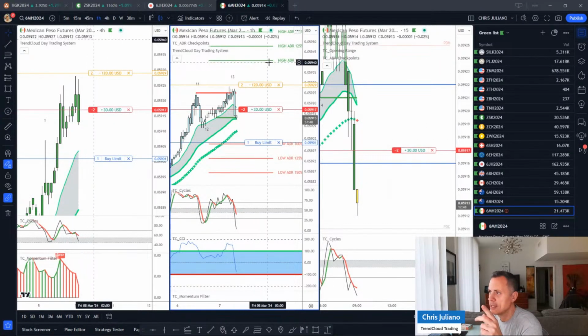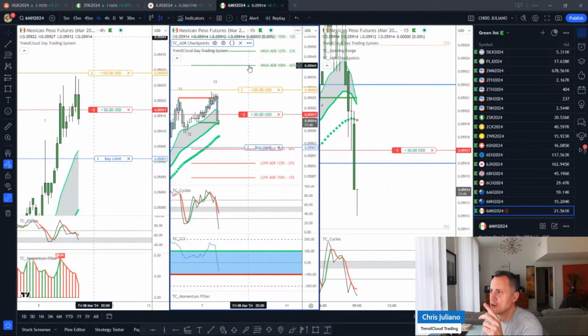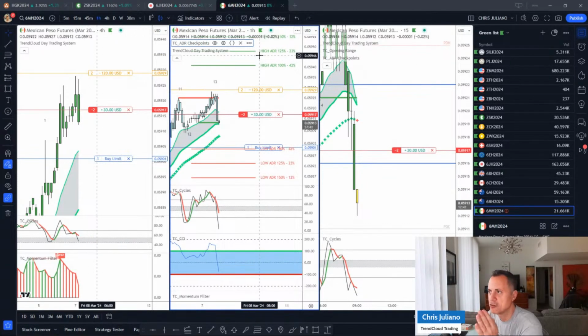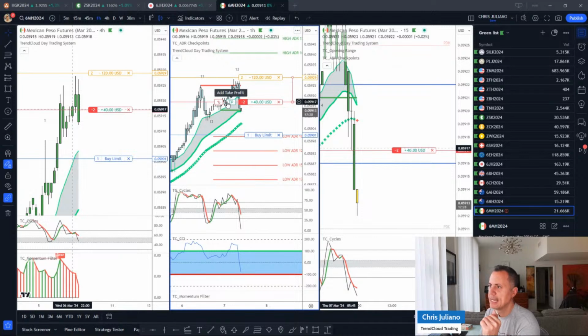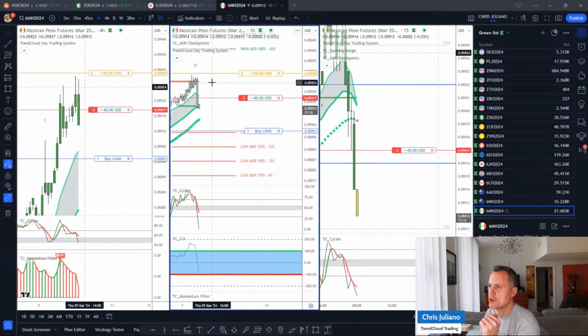So yesterday, this ADR checkpoint, okay, because this recalculates every single day on your chart. So when you put your ADR checkpoints on your chart, you'll see the next day that it will recalculate and it'll be in a different spot. So yesterday it was here, and we took two contracts at that first ADR checkpoint, and then we placed our stop above structure here.